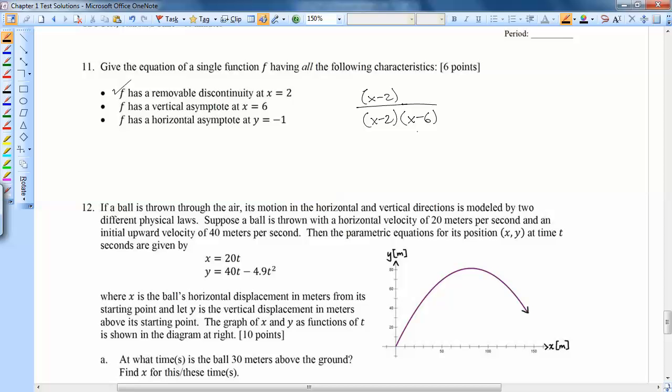And if I need a horizontal asymptote at y equals negative 1, right now, my horizontal asymptote, if I look at the end behavior model, I've got this, x over x squared, which is 1 over x. As x goes to infinity, this goes to 0, y goes to 0. And as x goes to negative infinity, same deal. So I'm just going to put plus minus infinity, y goes to 0. Well, I want it to go to negative 1.